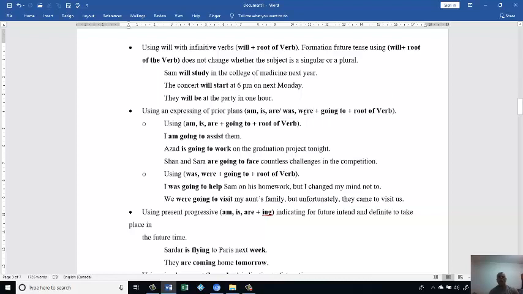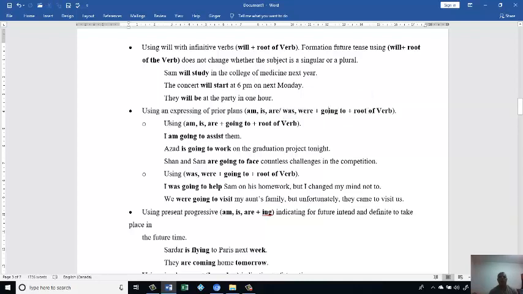Or sometimes we talk about what happened in the future. Sometimes you could use was or were going to. If we talk about something, like we say "going to" before, talking about something that happened in the future, then we use was or were. Same thing with going to plus the root of the verb.